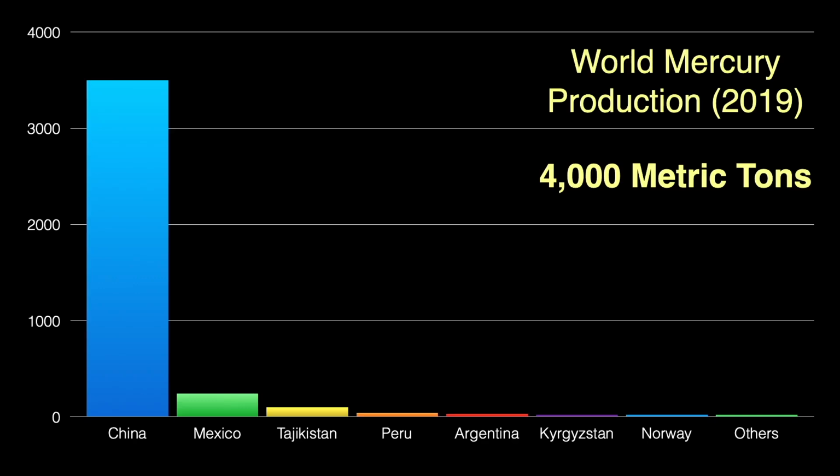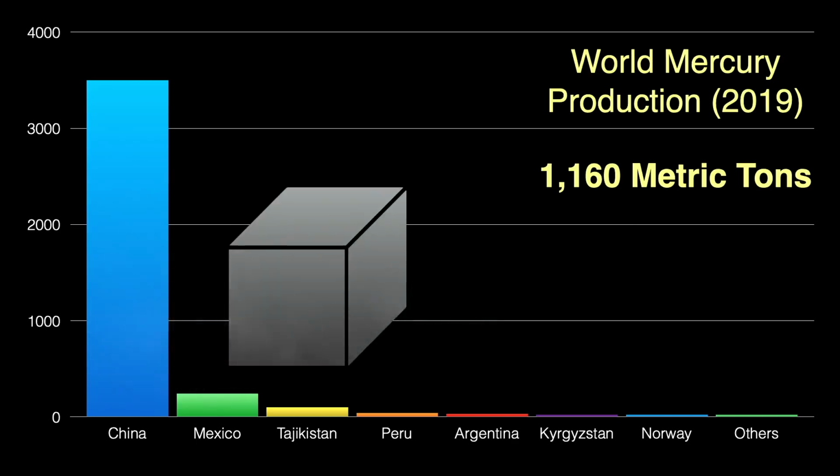In 2022, there were 1,160 metric tons, or 1,160,000 kilograms of mercury produced. That amount of mercury would be a cube, only 4.41 meters on a side. Let's throw in an average person for comparison. Still, a lot of mercury.